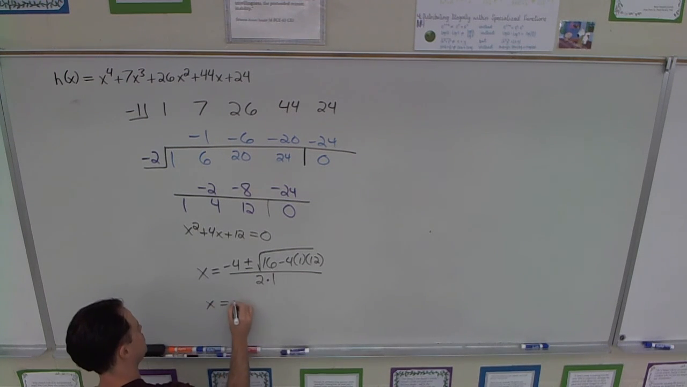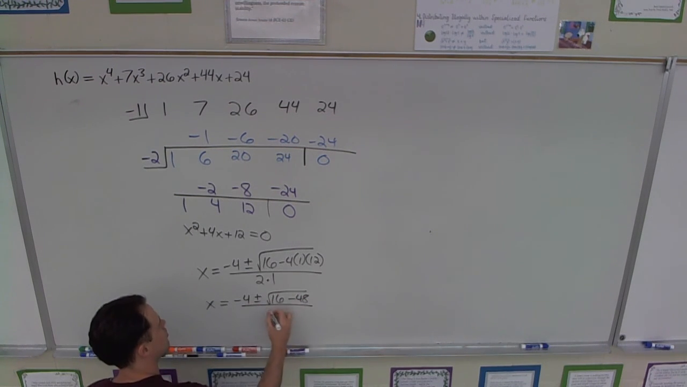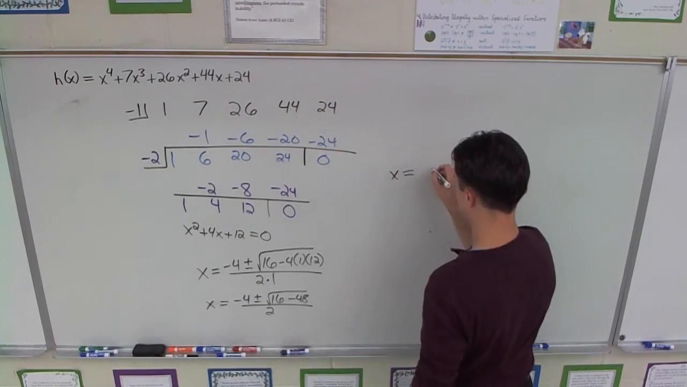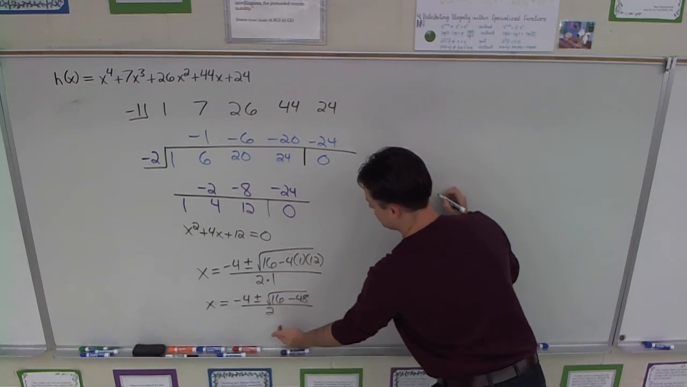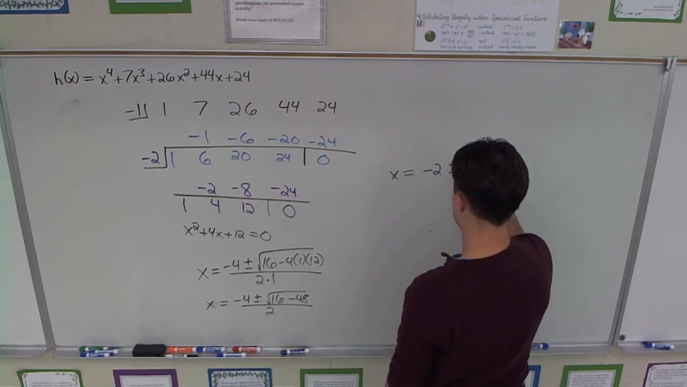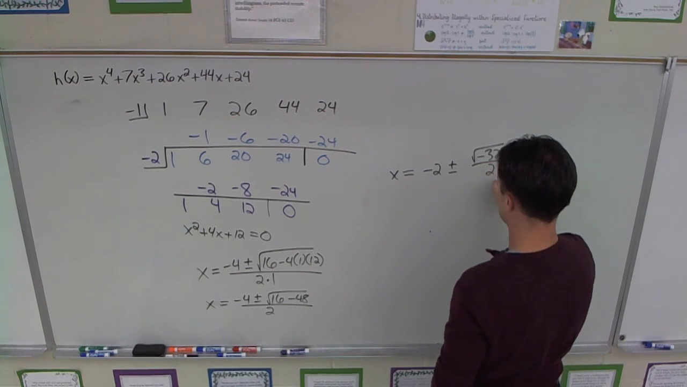So that's going to be x equals -4 plus or minus the square root of 16 minus 4 times 12, which is 48, over 2. So I'm going to keep simplifying over here. So that's x equals, I'm going to just do this division already: -2 plus or minus the square root of 16 minus 48, which is -32, over 2.